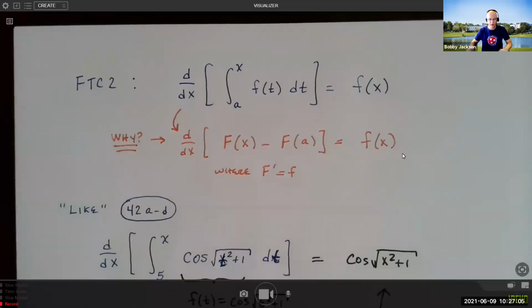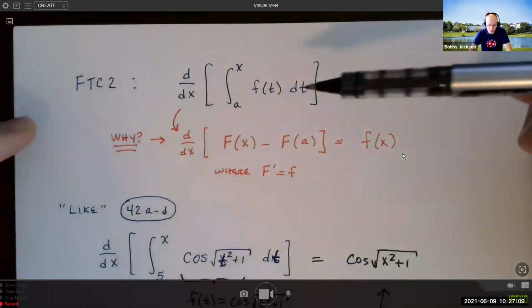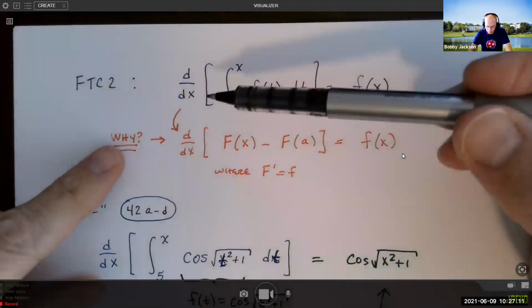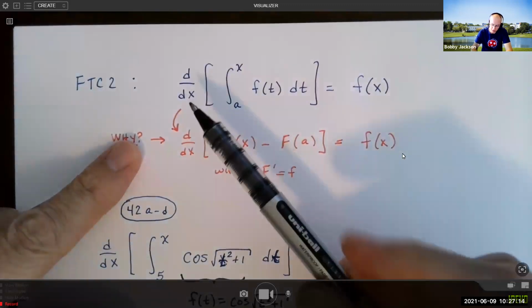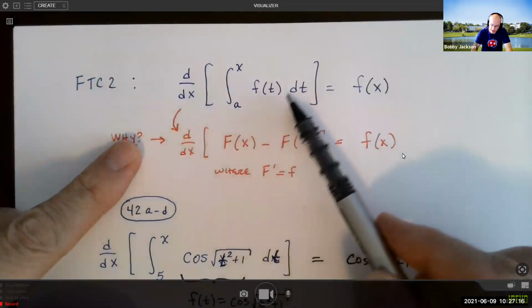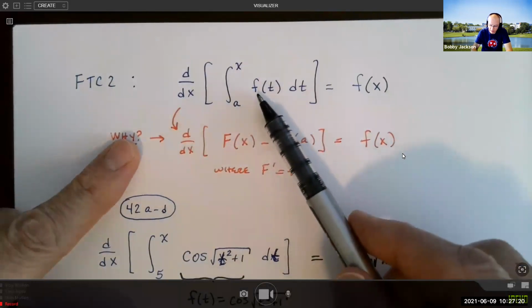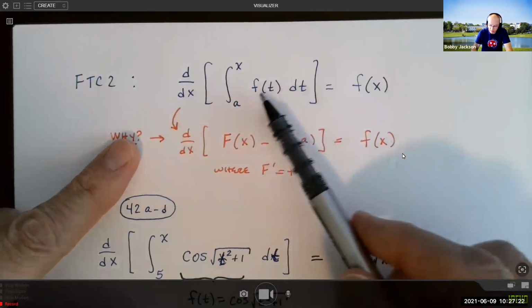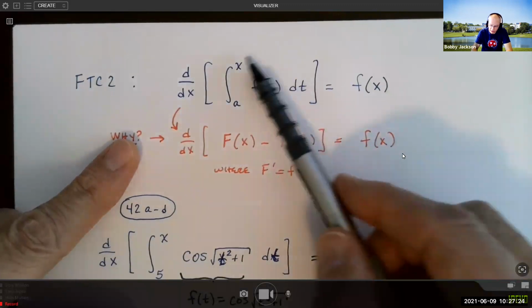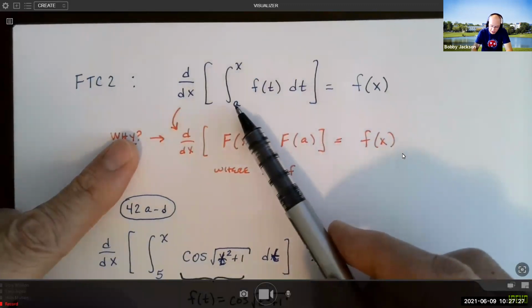So let's take a look at the fundamental theorem of calculus part 2, just a quick review before we do number 42 or ones like it. Here's the statement. It says the derivative with respect to x of this function in here. And notice this is a function of x because you're integrating f of t dt. So t is the variable of integration here. So we have a definite integral, but our limits are from a to x.